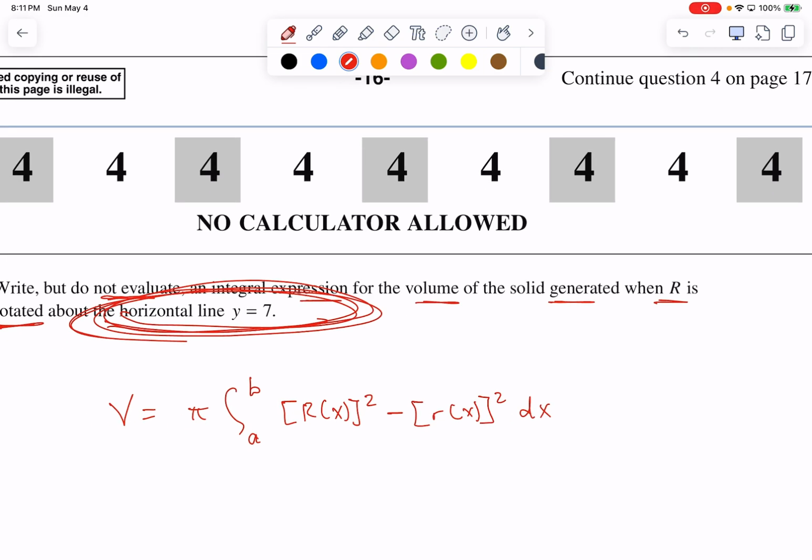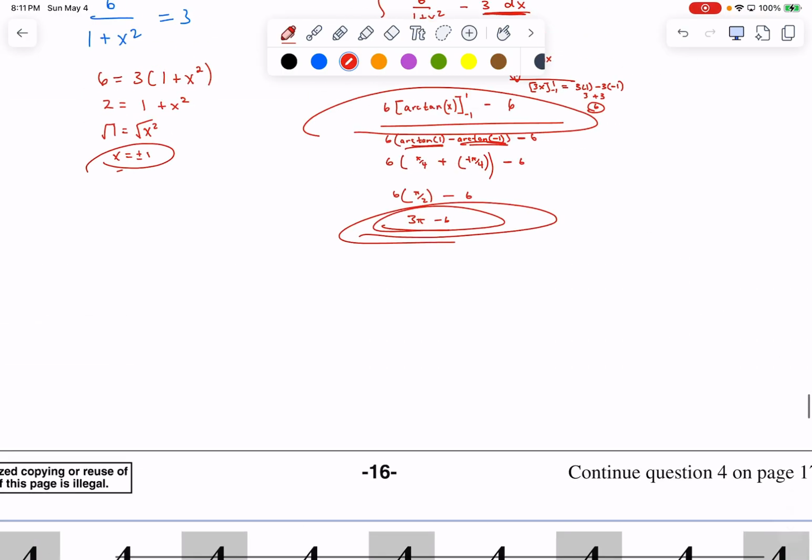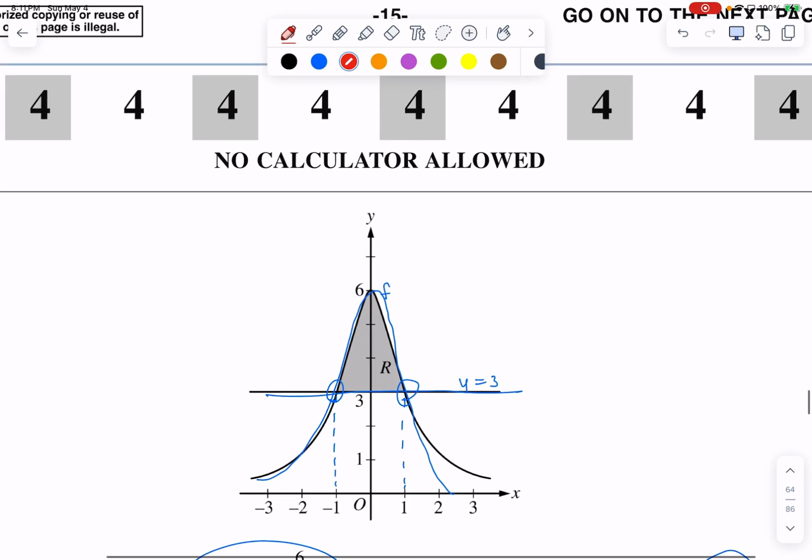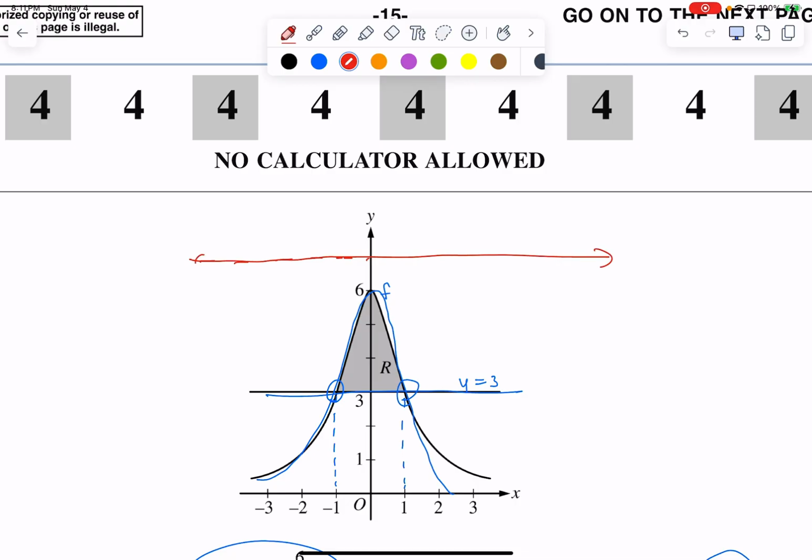Now, if it's not a washer, tomorrow I'm actually going to teach you this. This is the washer method. There was also the disc method. That only has a what? Outer radius. Here's how we're going to tell. We're going to go up here and draw y equals 7. Where do you draw the horizontal line y equals 7? That's 7, right there. Does everybody see it? We're rotating around that. Are you flush with what you're rotating around, or is there some white space? Then you know it's a washer.